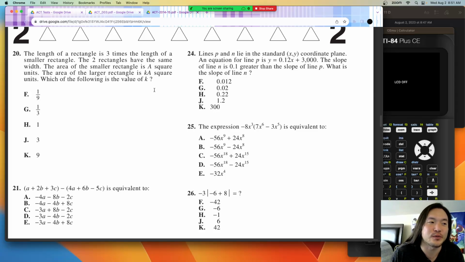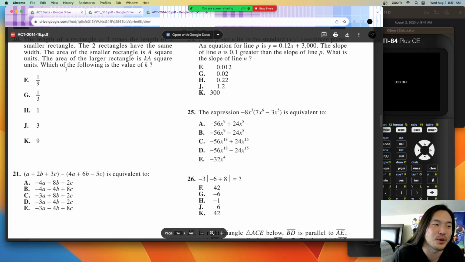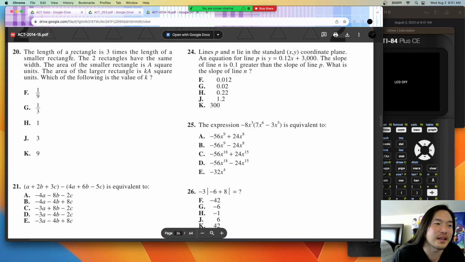It's like, as soon as you recognize that, math class becomes so simple. The length of a rectangle is 3 times the length of a small rectangle. The two rectangles have the same width. The area of the smaller rectangle is a squared units. The area of the larger rectangle is ka squared units. Which of the following is the value of k?